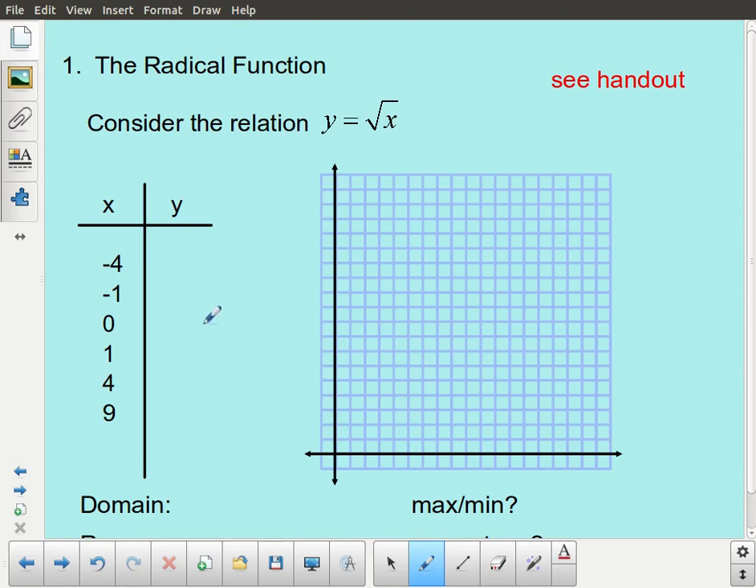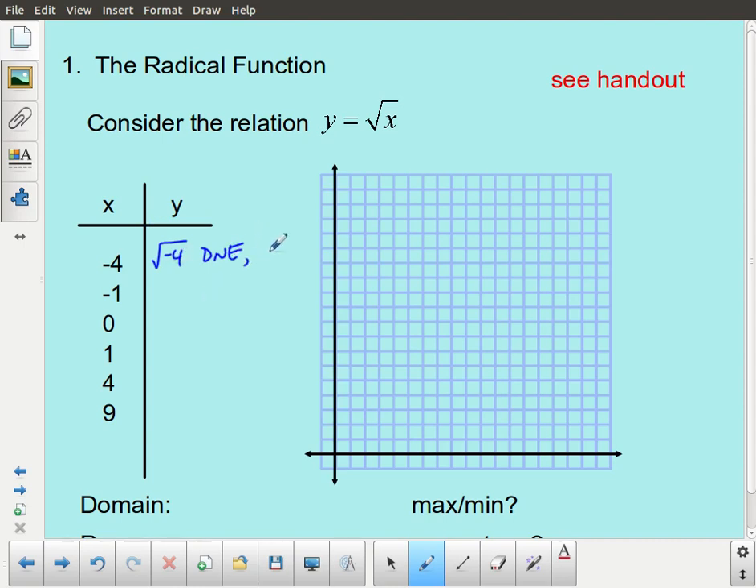Whenever you're dealing with something that's unfamiliar to you, probably the best place to start is always going to be a table of values. So in this case, I've already preloaded this table of values with some sample x values. So what are the y values that go along with that? Well, when x is equal to negative 4, then y is equal to the square root of negative 4. But the square root of negative 4 does not exist. That's not a valid answer.